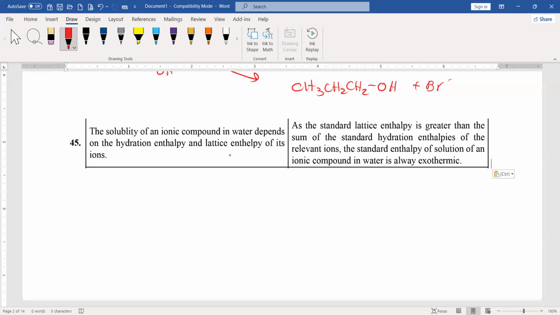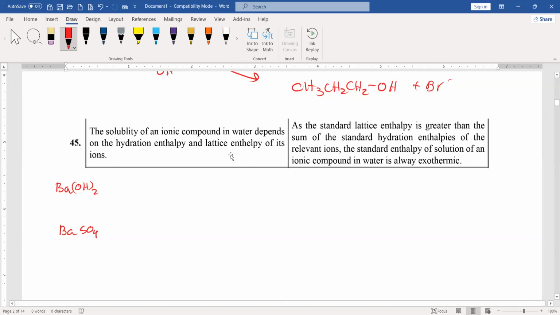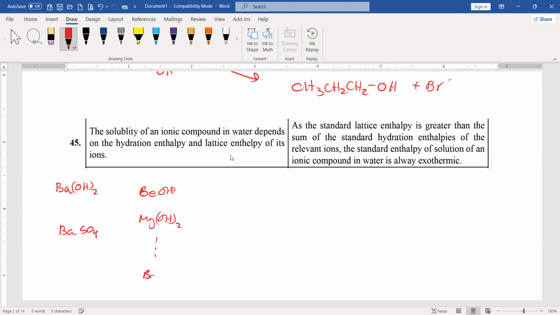The very common example which we discuss in our syllabus is the comparison of the solubility of barium hydroxide and barium sulfate, that is, the hydroxides of group 2 and the sulfates of group 2. These two have different solubilities. When we move from top to bottom of the group, beryllium hydroxide, magnesium hydroxide, and barium hydroxide, with calcium and strontium hydroxides in between.